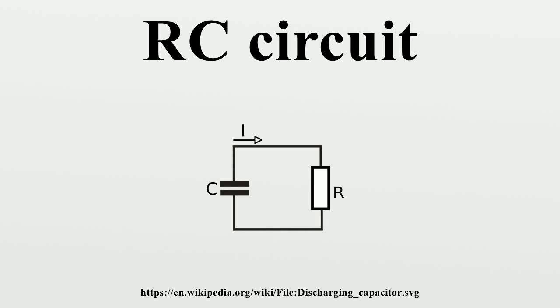A resistor-capacitor circuit, or RC filter or RC network, is an electric circuit composed of resistors and capacitors driven by a voltage or current source. A first-order RC circuit is composed of one resistor and one capacitor and is the simplest type of RC circuit.